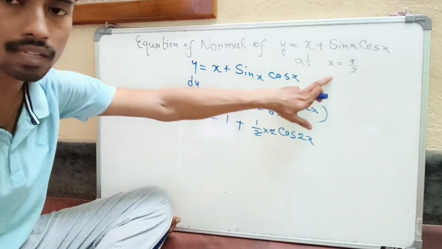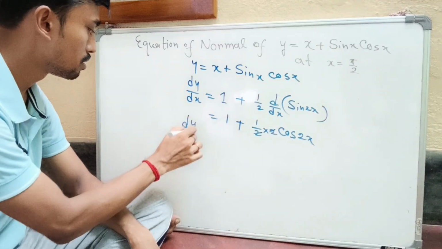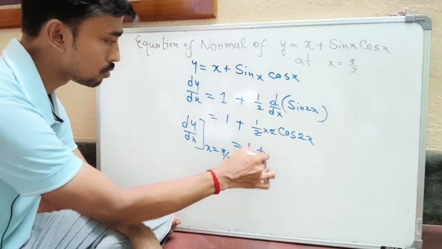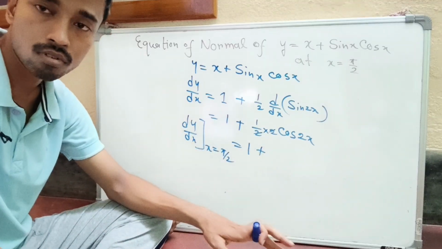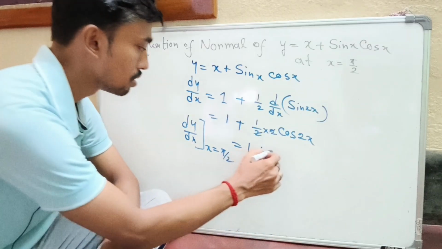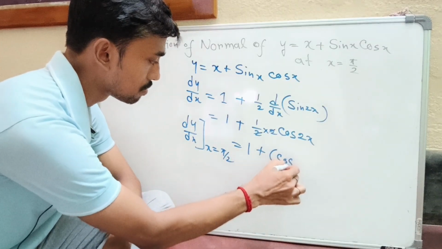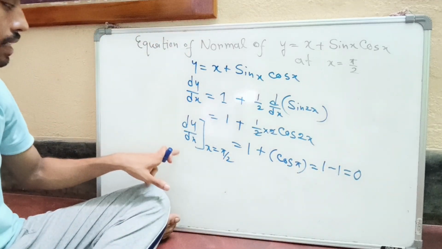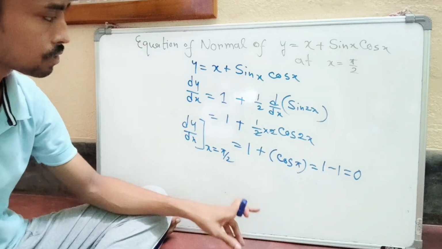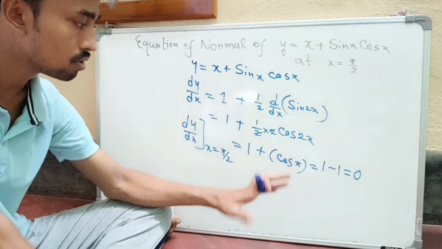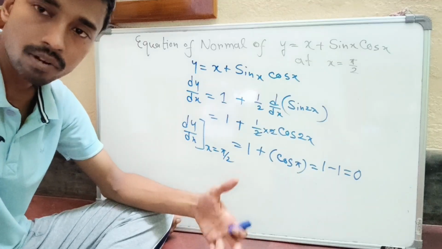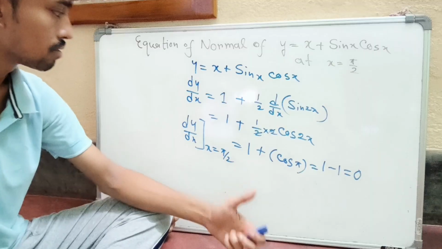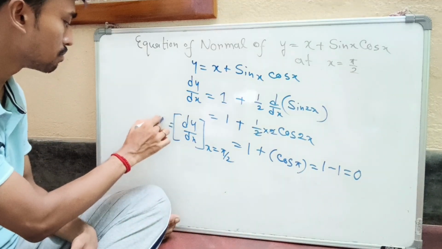Now dy by dx at the point x equals pi by 2, what will happen? So 1 plus cos of 2 into pi by 2, which means cos pi, is minus 1. So 1 plus cos pi is 1 minus 1, which equals 0. So the derivative at that point becomes 0. Now when dy by dx is 0, you can imagine what kind of curve it is. So that is m.